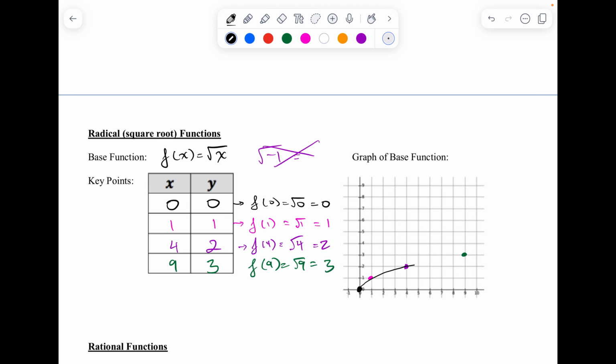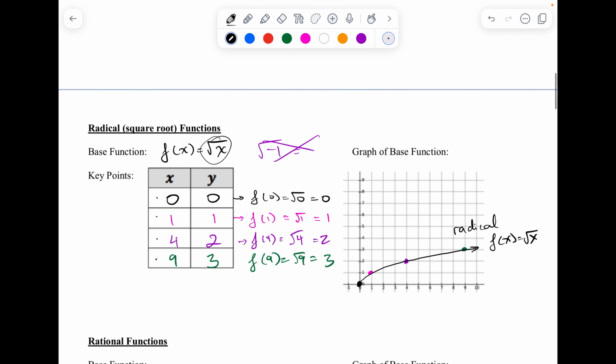Okay, so that is the graph of my radical function, which is f of x equals root x. So if we remember what the actual function does, then we can build this table of values every time if we need to.